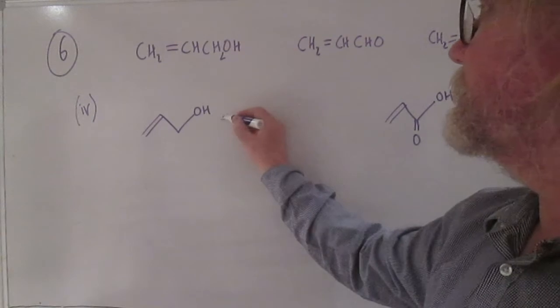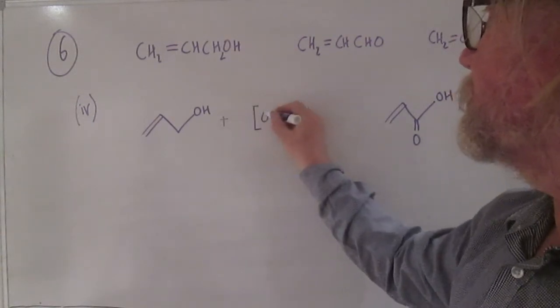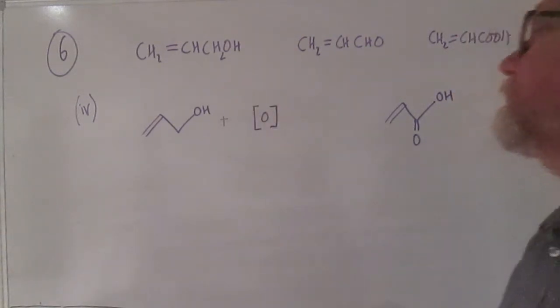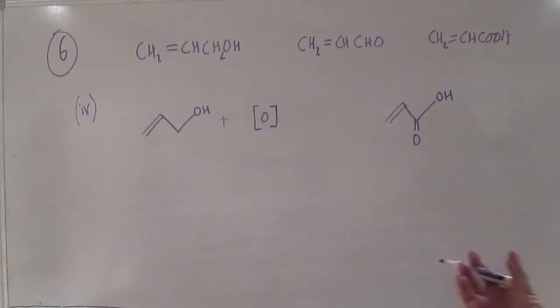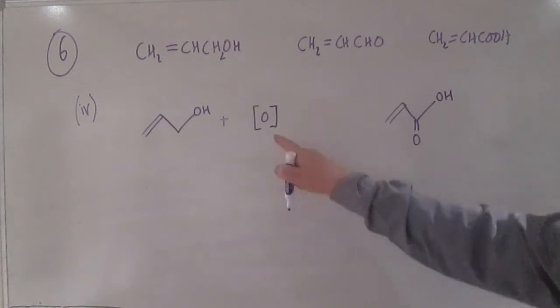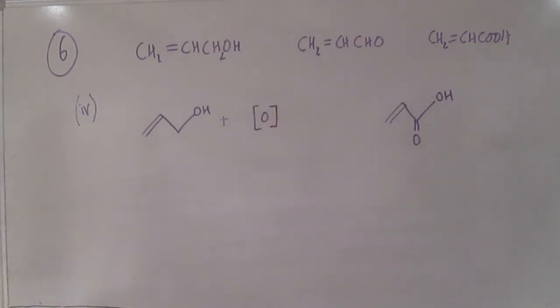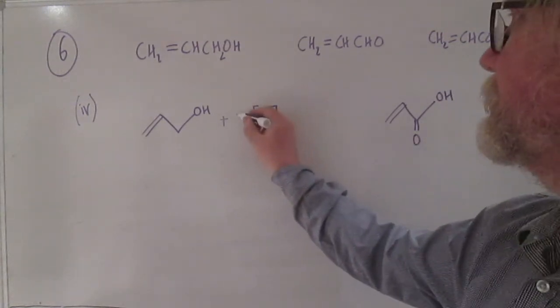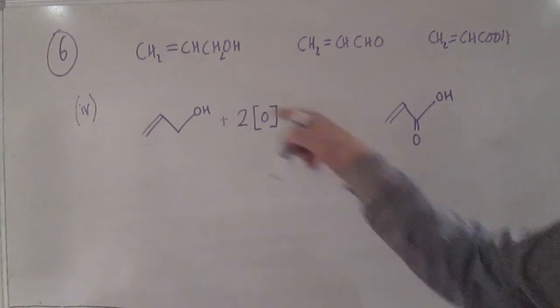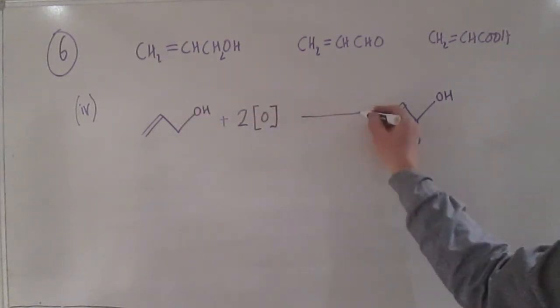So we cheat and we use the magic oxygen, which is drawn like that to represent the oxidizing agent. So that's what it means, the oxidizing agent, and we balance it into the equation as an oxygen atom. Remember that because it's the double oxidation, first to the aldehyde, then to the carboxylic acid, we need 2 moles of that for each mole of the alcohol.